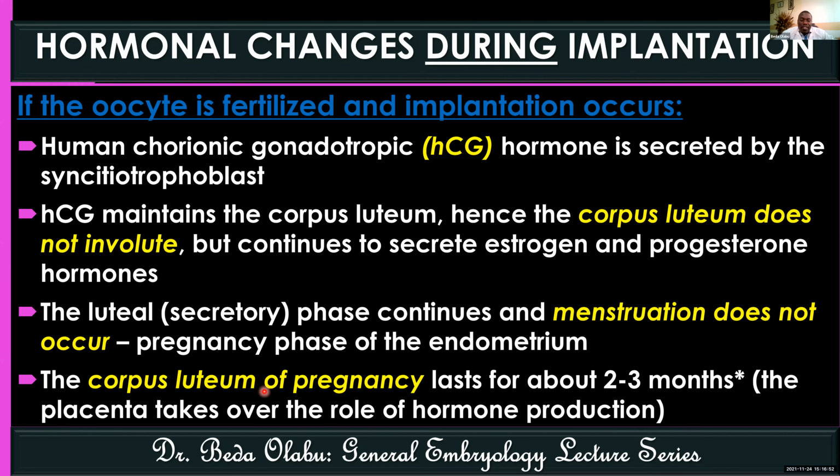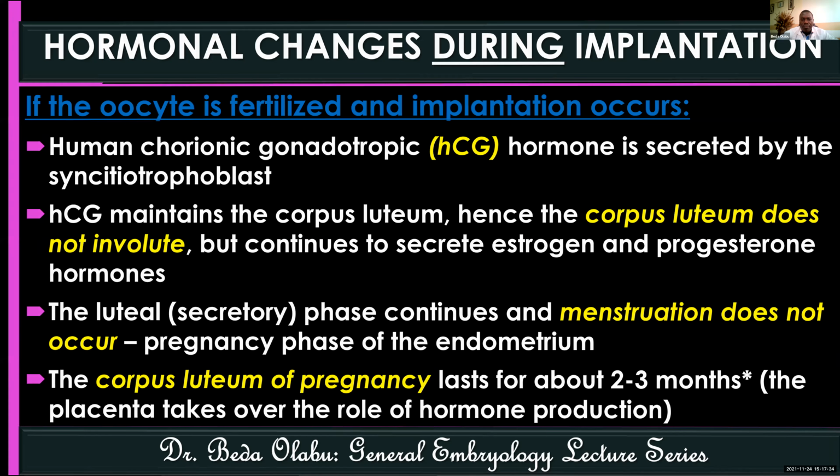The corpus luteum of pregnancy does not just last forever though. Usually it lasts for about 2 to 3 months. After the 2 to 3 months, the corpus luteum of pregnancy will also involute. That does not mean that we no longer require estrogen and progesterone. The main thing here is that at this point, the placenta has been established, and so it is able to produce its own progesterone and estrogen that sustain the pregnancy. So those are the hormonal changes which take place during implantation.